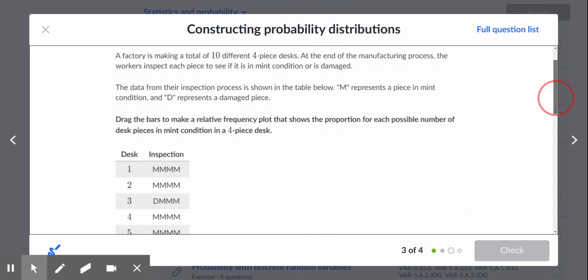So a factory is making a total of 10 different 4-piece desks. At the end of the manufacturing process, the workers inspect each piece to see if it's in mint condition or it's damaged. The data from the inspection process is shown in the table below. M represents a piece in mint condition, which is really good condition, and D represents a damaged piece. So drag the bars to make a relative frequency plot that shows the proportion for each possible number of desk pieces in mint condition in the 4-piece desk.